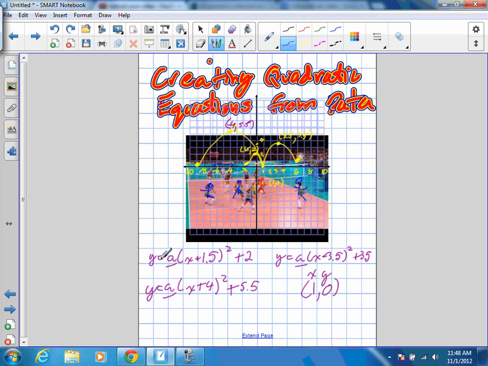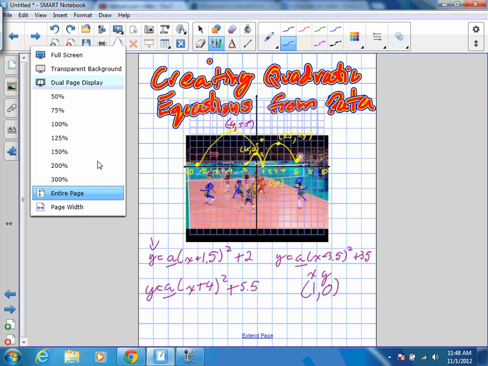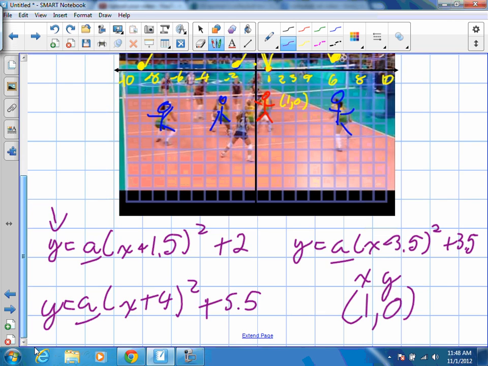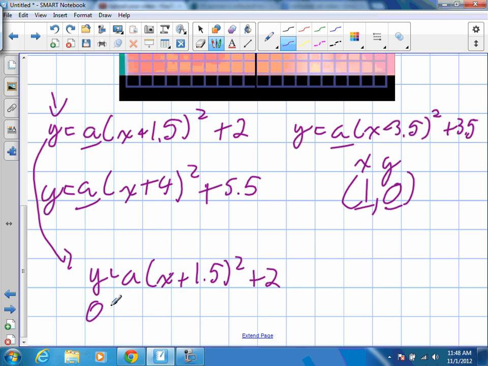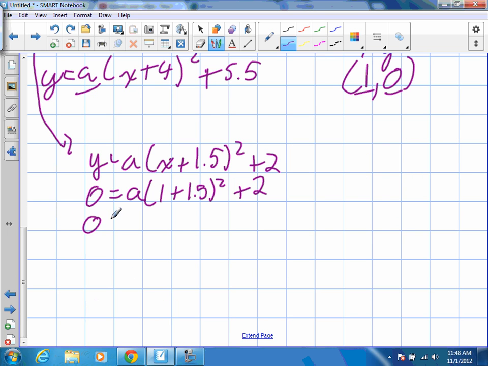Good. Let's jump down. We're going to use this one only. Y equals a. We still need to solve a. X plus 1.5 squared plus 2. And our coordinates are x is 1 and y is 0. So if y is 0, we replace y with 0. A. X is 1 squared plus 2. From there, what is 1 plus 1.5? And then we have to do 2.5 squared.